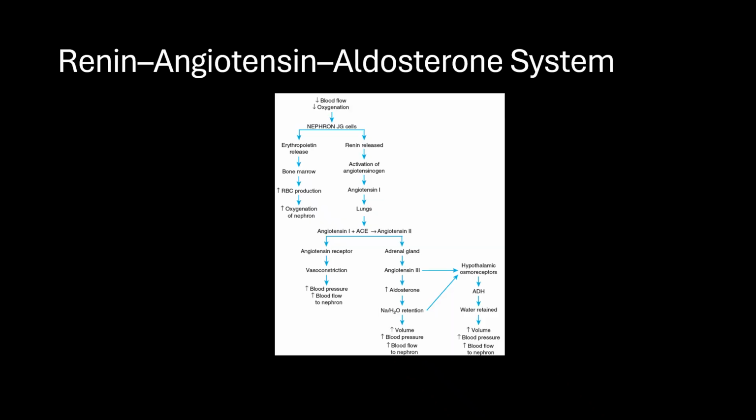The renin-angiotensin-aldosterone system. The renin-angiotensin-aldosterone system plays a central role in blood pressure and fluid balance.